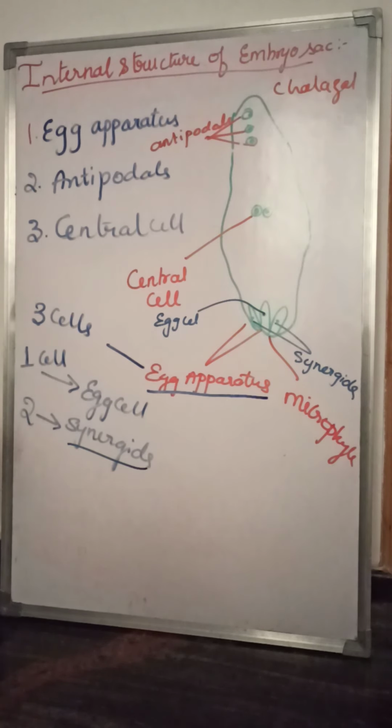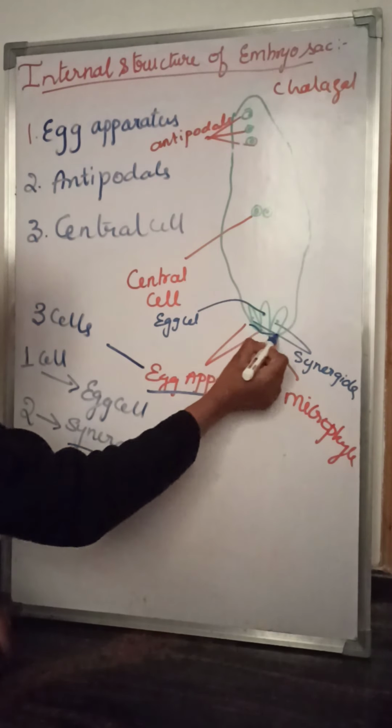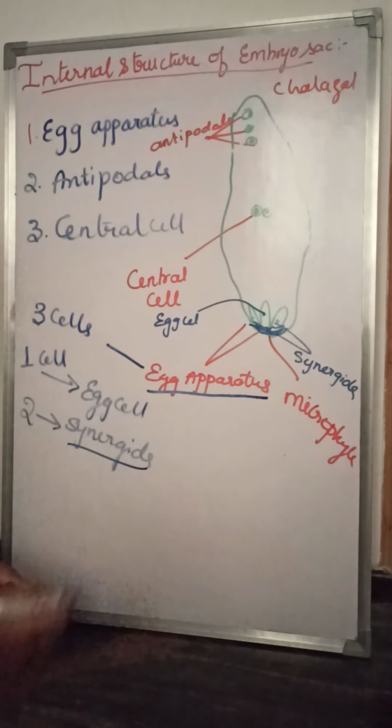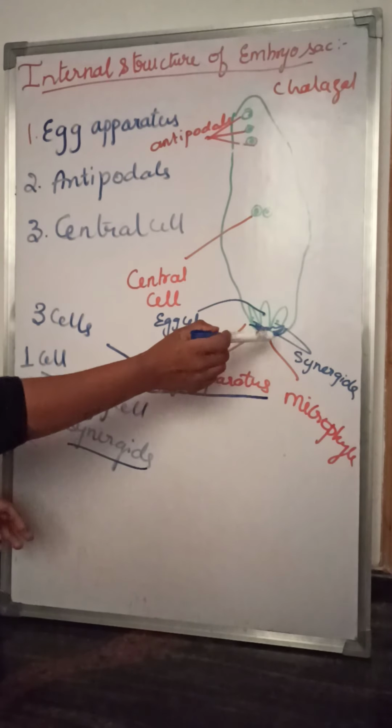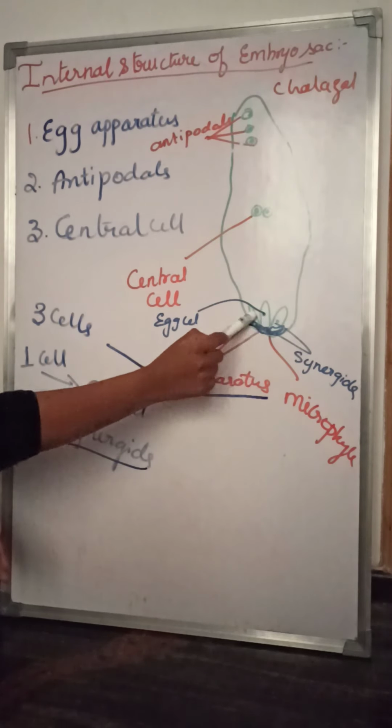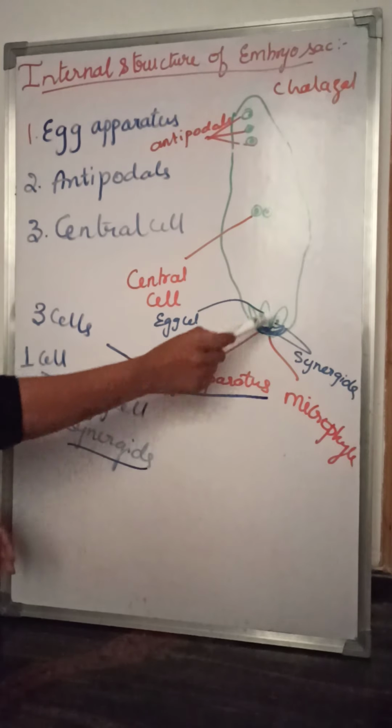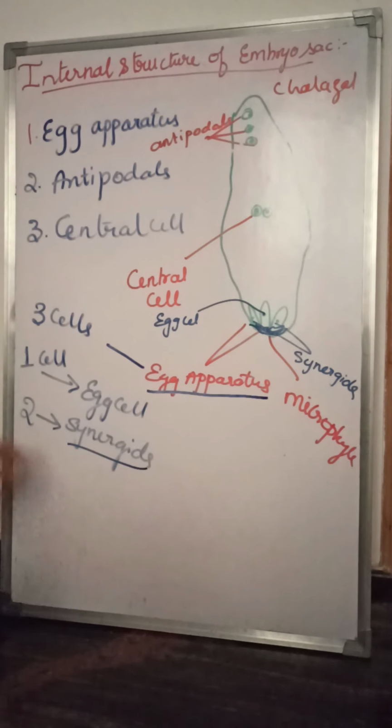However, they make a special thickening at the micropylar end. You can see here there will be a thickening. That thickening is called the filiform apparatus. At the micropylar end, these 2 synergids form a thickening at the tip. Look at that: these 2 synergids have a special thickening towards the micropylar end.